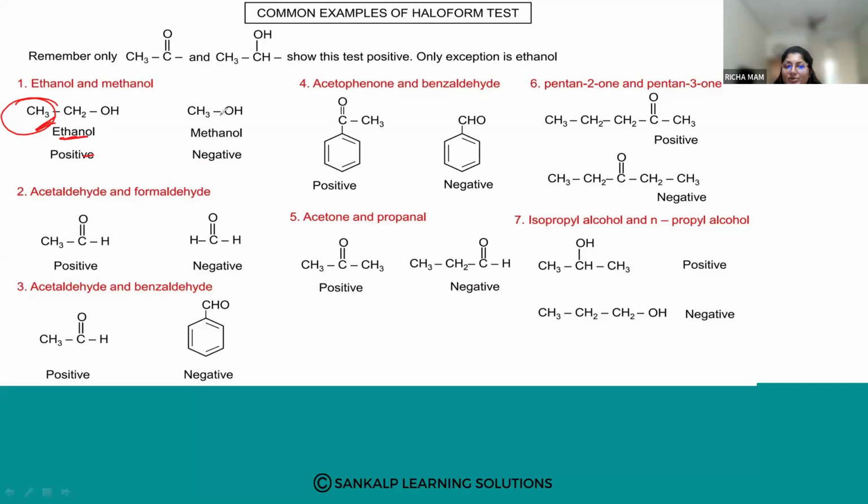Here there is no methyl ketone, so it is negative. Here again positive. Here it is negative, because there is no methyl ketone. Similarly, these are the different examples of the haloform test. Just go through them.